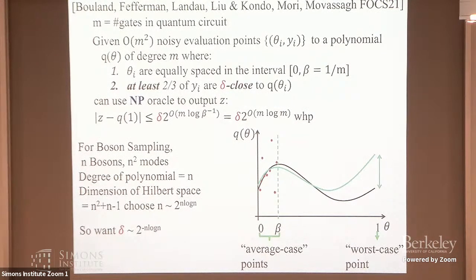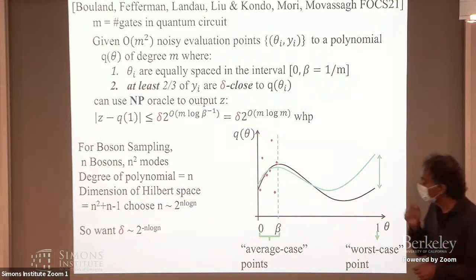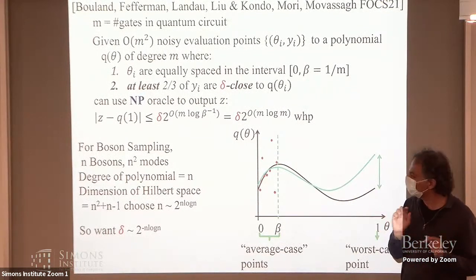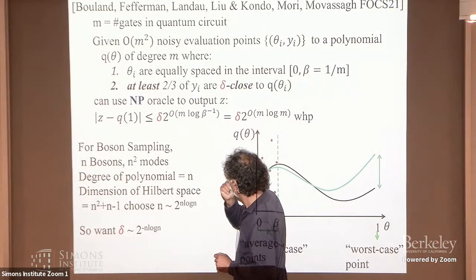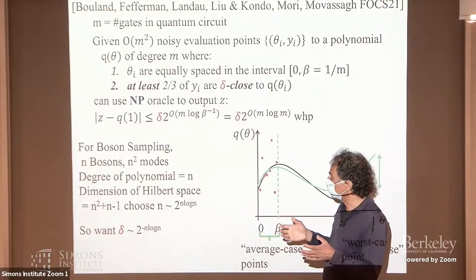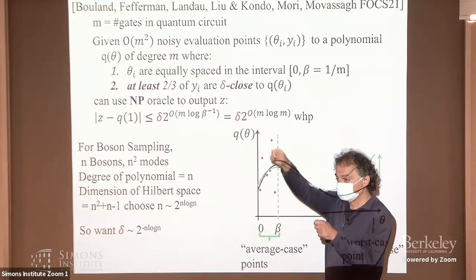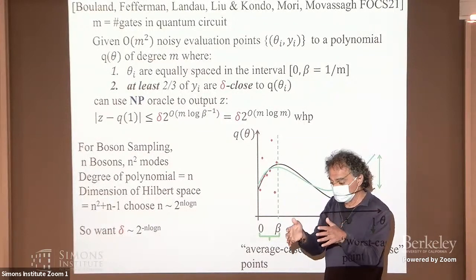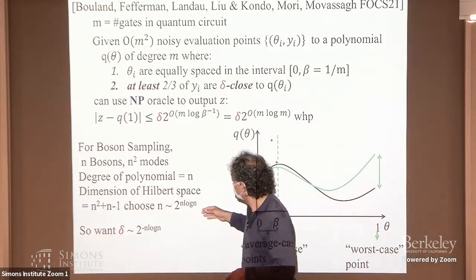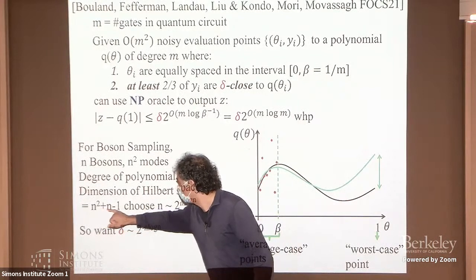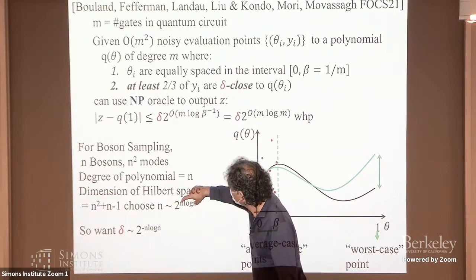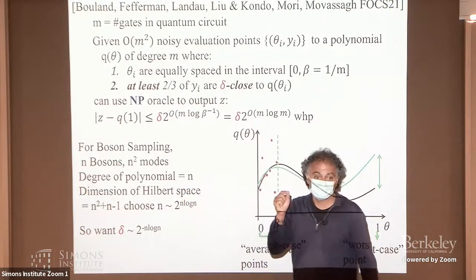Now, the situation is much nicer for boson sampling. I'll go over this very quickly, but let me give you a sense of it. You have n bosons, n squared modes. The degree of the polynomial is going to be n. But the dimension of the Hilbert space you're working in, these are n bosons in n squared modes, so it's balls and bins, right? These are identical particles. So the dimension of the Hilbert space would be n squared plus n minus 1 choose n, just n log n. So it's as though this n log n is the important parameter here.